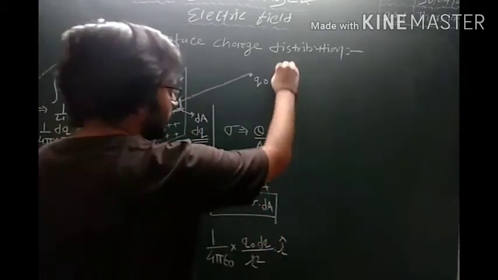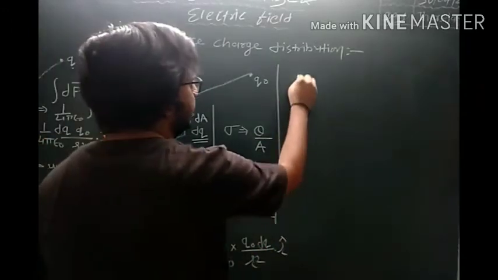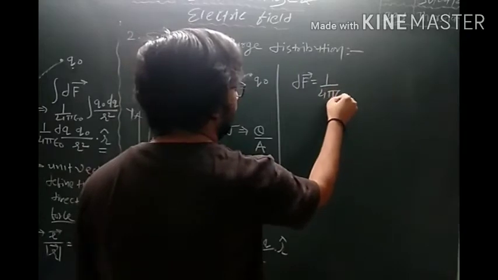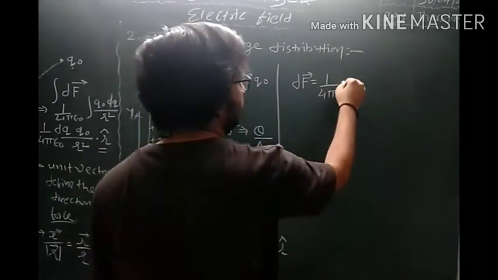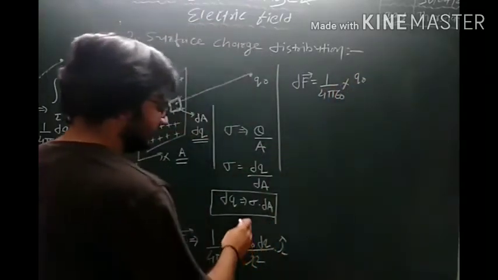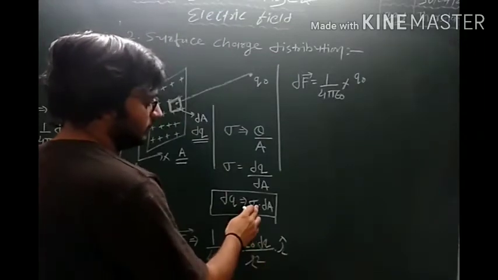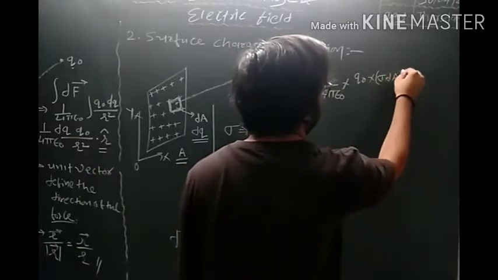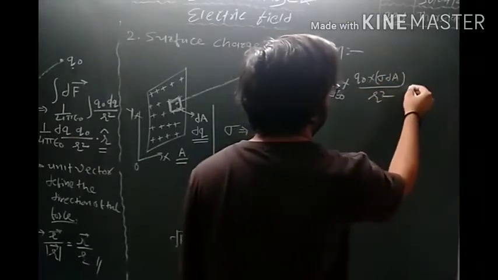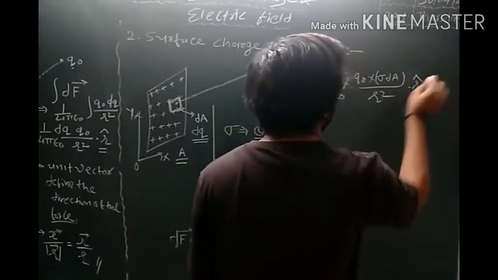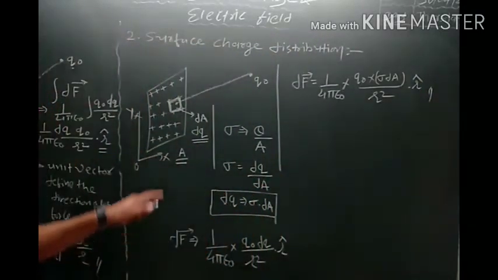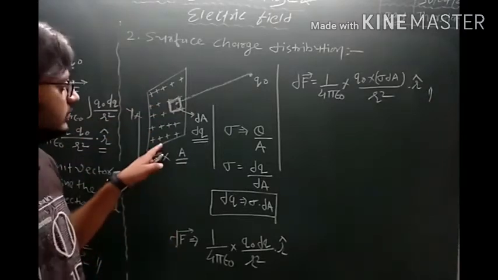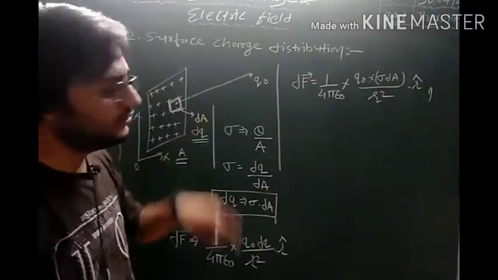Okay, so again we can write F is equal to 1/4 pi epsilon naught q naught. Now replace dq with sigma into dA, to 1 upon r square and here r cap. So here we can find out from all the charge distribution the force exerted on q naught.